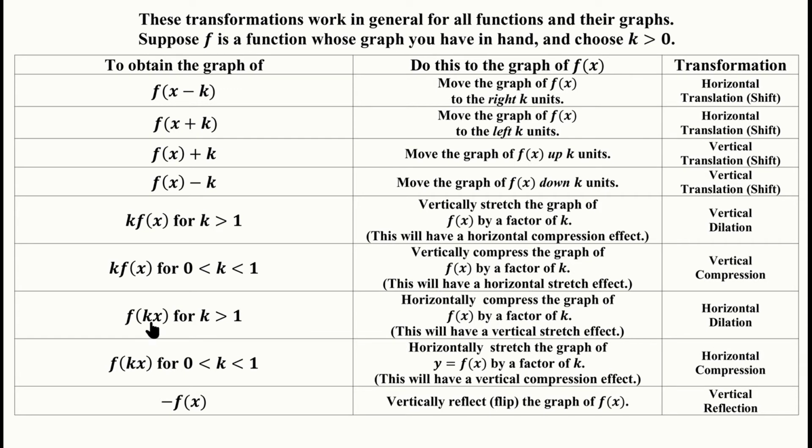For when you want to do a horizontal compression, you bring the change about by multiplying the k by the input x, and that of course will be coupled with a vertical stretch, and that's for k greater than 1. When k is between 0 and 1 and you multiply it by the input x, you're going to get a horizontal stretch, which is a simultaneous vertical compression effect. And of course, if you just simply want to flip the graph of a function, just multiply it by -1.